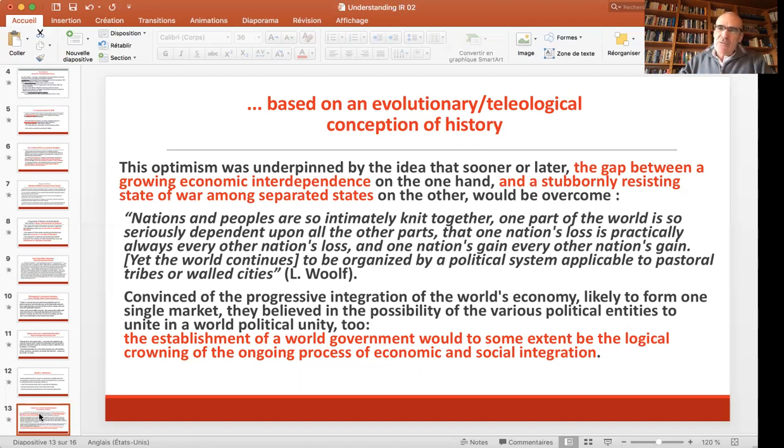So let's come back to the historical evolution of the interwar period in order to understand why idealists were belied, refuted by the then existing reality. And let's look at the three processes thanks to which peace, according to idealists, should have prevailed.